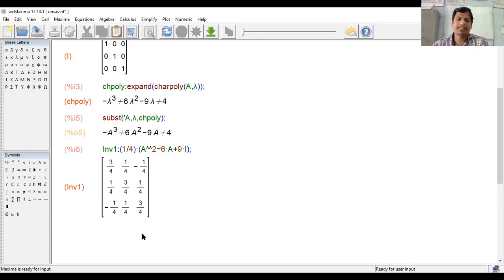See here, that is the inverse of A. The inverse means 3 by 4, 1 by 4, minus 1 by 4, 1 by 4, 3 by 4, 1 by 4. Okay. Minus 1 by 4, 1 by 4, 3 by 4. See here, this is the inverse of A. Remember this one? First, once again, I explain this one.